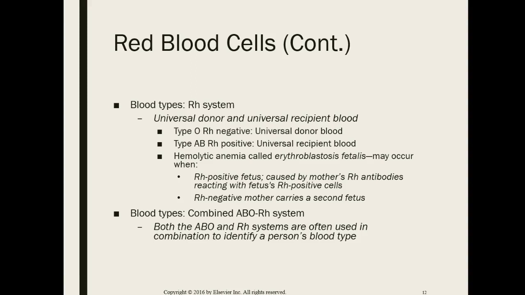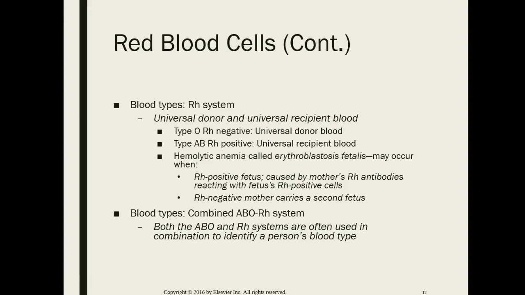One condition that can occur is hemolytic anemia, which is erythroblastosis fetalis. This happens when there's an Rh positive fetus. So during an initial pregnancy, if a mother is Rh negative and she has an Rh positive fetus, this will cause the formation of antibodies that will react with Rh positive blood. So that first initial interaction between a mother and the firstborn child causes those antibodies to produce.